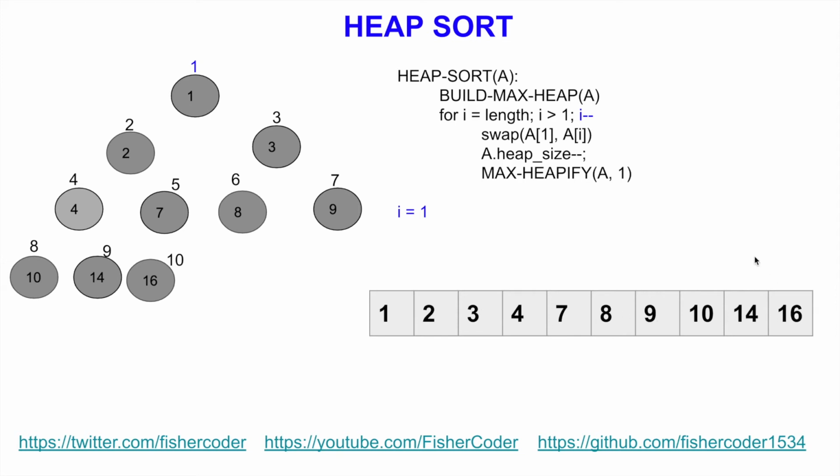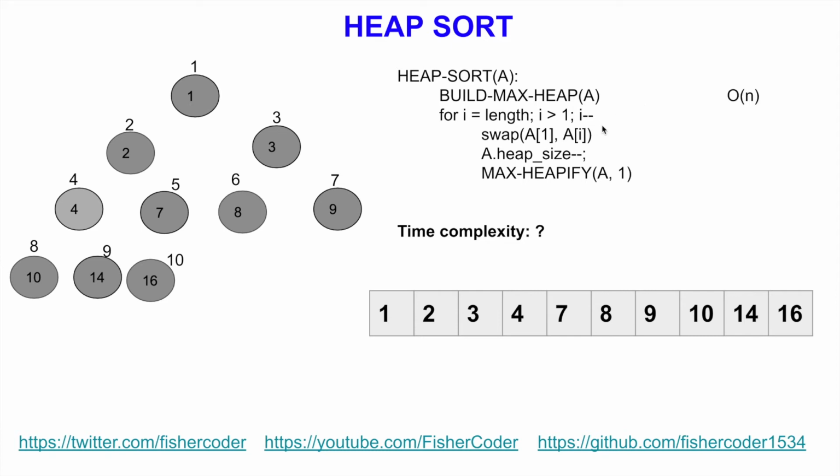All right. Now let's talk about the time complexity. What's the time complexity of heap sort? This is the pseudocode of heap sort. So let's analyze this line by line. Build max heap. What's the time complexity of this? Remember we talked about that. It's going to be O(n).